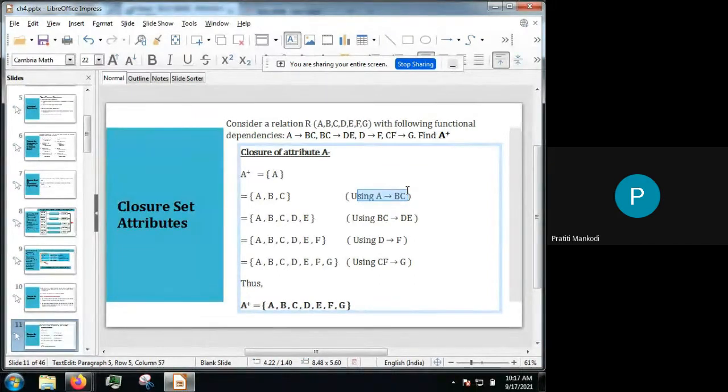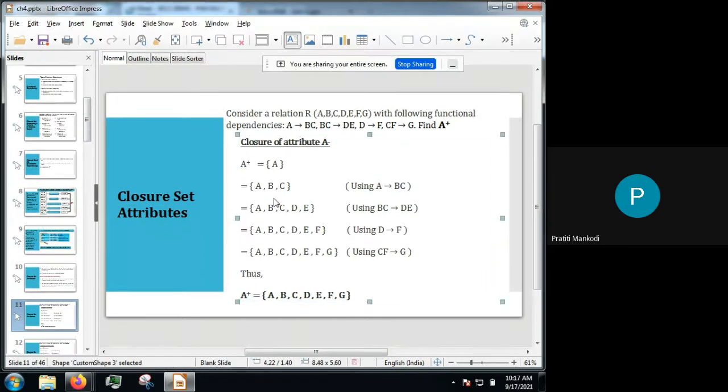Then and then only you will be getting full marks. In closure set, I told you that just deriving the functional dependency will not work. You have to write the rule through which you have derived. Clear? If it is of 3 marks, 4 marks, you have to write the reason.